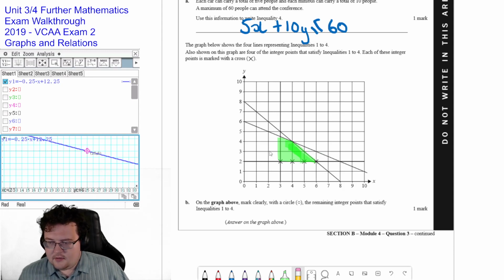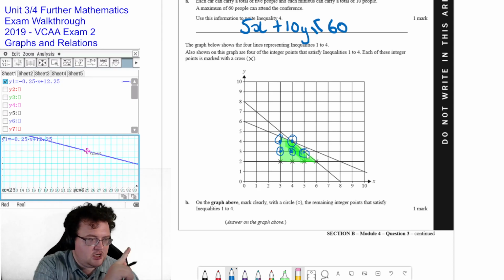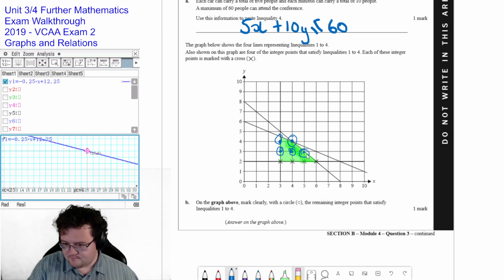So what points can I have inside that? Remember, you can't have half a bus or a third of a bus. So you can only use whole numbers. And those whole numbers exist on the vertical and horizontal lines. Now, inside my shaded area, I've got that point there. I've got this point here. I've got this point here. This one here and this one here. Now it says mark in circles. So I would just circle them. To get the 1 mark, you would need all 5 points.